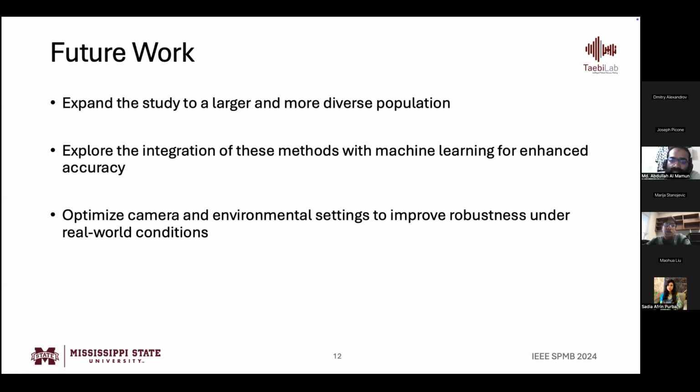So this is our future work. In future, we are planning to expand the study to larger and more diverse populations. And we will integrate this method with machine learning to further improve the accuracy. We'll also focus on optimizing environmental factors like lighting and camera settings for real-world applications.